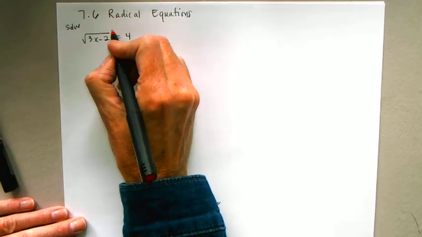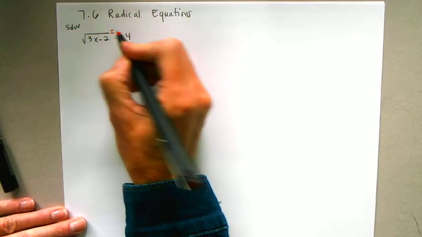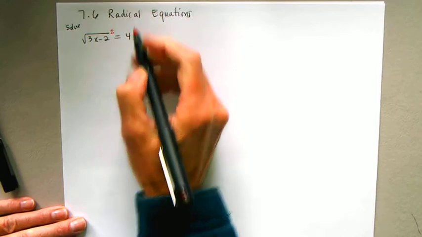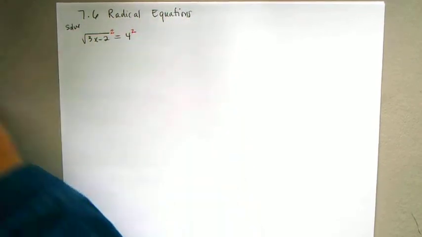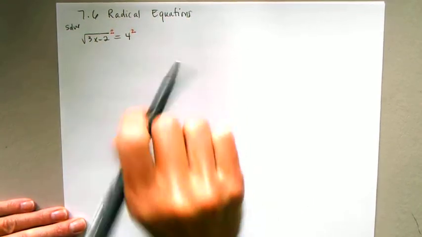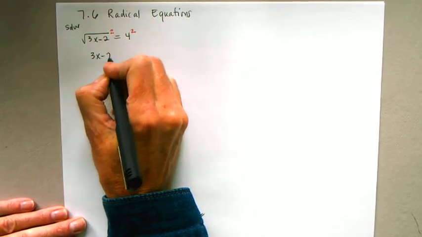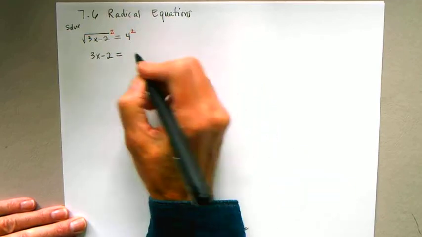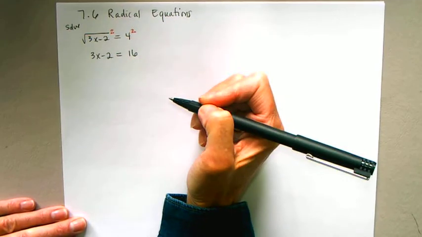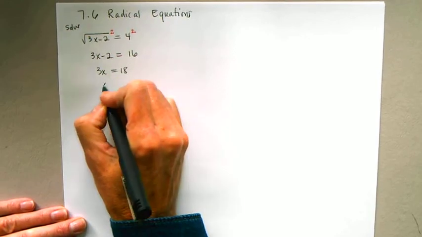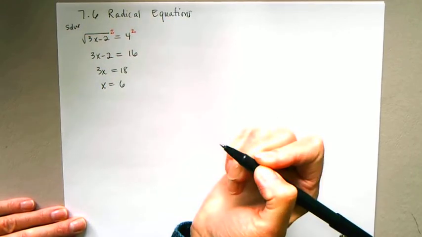So we're going to cancel the square root with a square. But of course, that's only legal if you do it to both sides of the equation. So on the left, the square and the square root cancel. And on the right, you have 4 squared, which is 16. Then you just isolate x like you always have, add 2 to both sides, divide by 3.